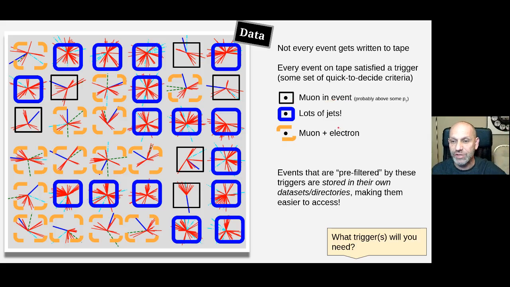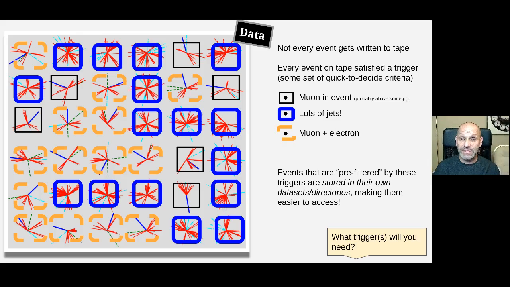Did you have lots of jets? Was there a muon and an electron? And when the data is processed, these get filtered to different directories, if you will. These different data sets. To put it very, very simply, it's almost oversimplifying it.